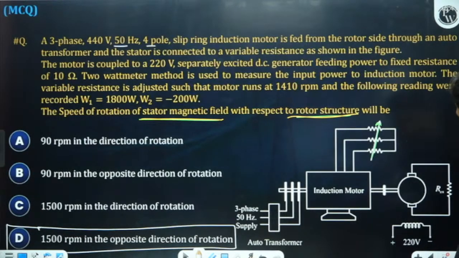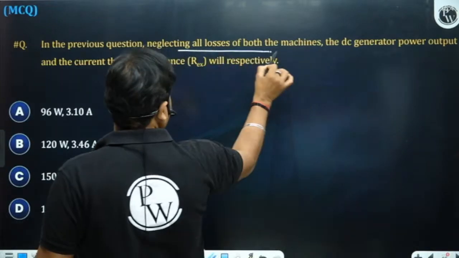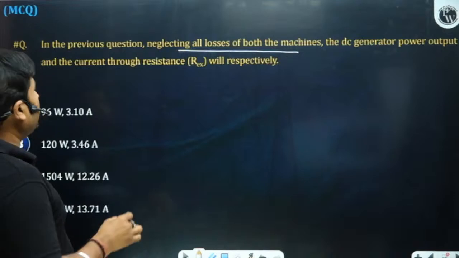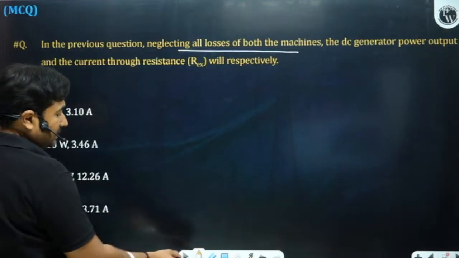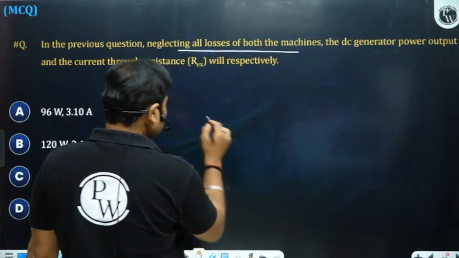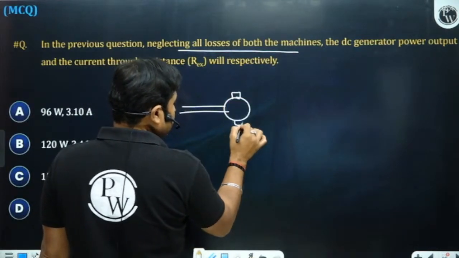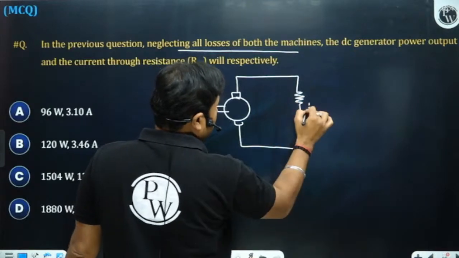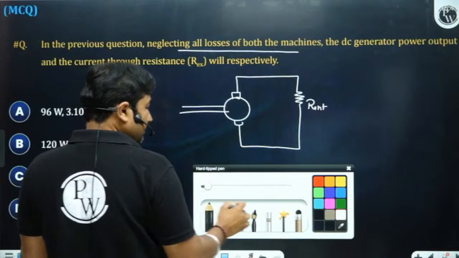Great, sir. The same question will have one more part. In the previous question, neglect all losses of both the machines. The DC generator power output and the current through the resistance R external is asked. See, basically the induction machine is feeding the DC generator, and the DC generator is supplying R external. Is it okay? Yes, sir.